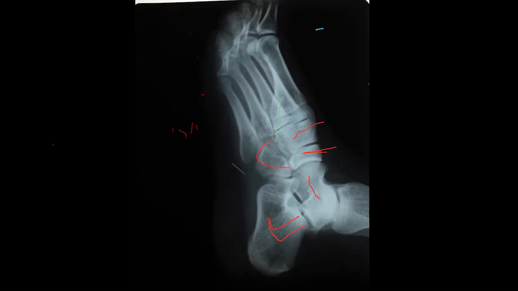How about the cuneiforms? Where are the cuneiforms? These are the cuneiforms. How many tarsal bones have you got? Tarsal total: 1, 2, 3, 4, 5, 6, 7. Seven tarsal bones. Yes, three cuneiforms, the cuboid, the navicular, the talus and the calcaneus.